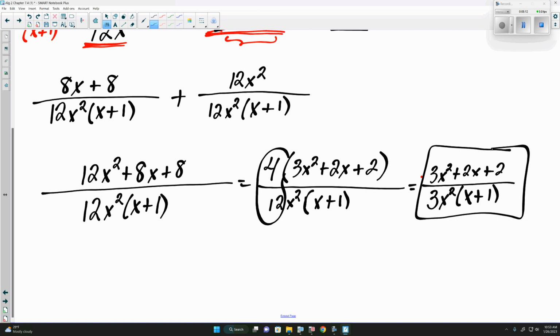And that is as simplified as it gets, because the 3x squared plus 2x plus 2 does not factor. That is a simplified form already, and there's nothing else in common on top and bottom. It might be tempting to say that 3x over 3x will cancel, but that 3x squared is stuck together with the 2x and 2. There's no way to actually simplify that down. Any questions over this here?